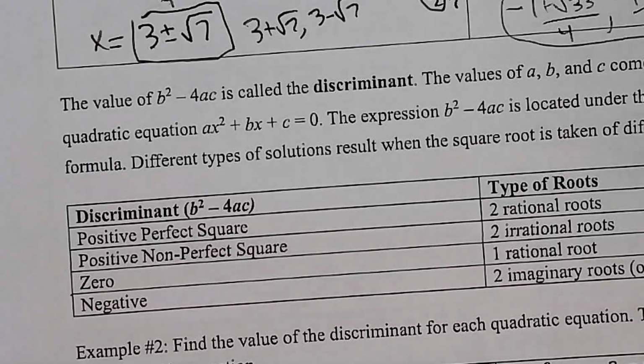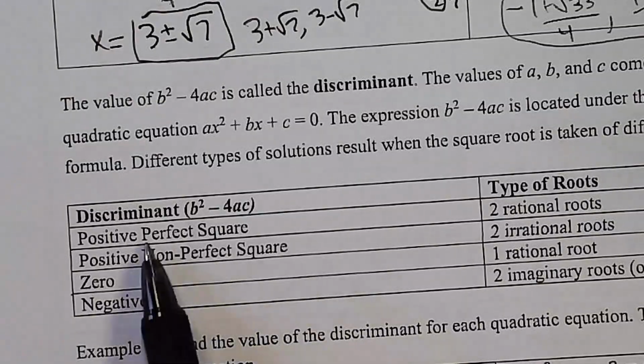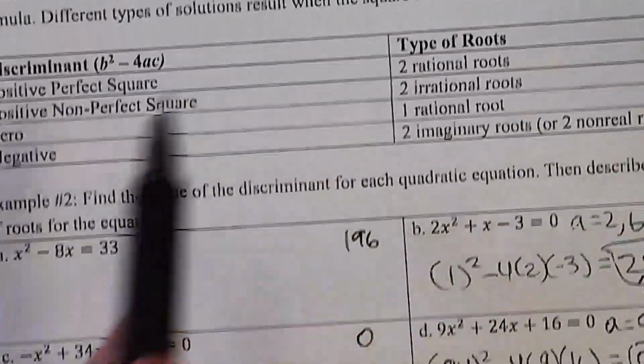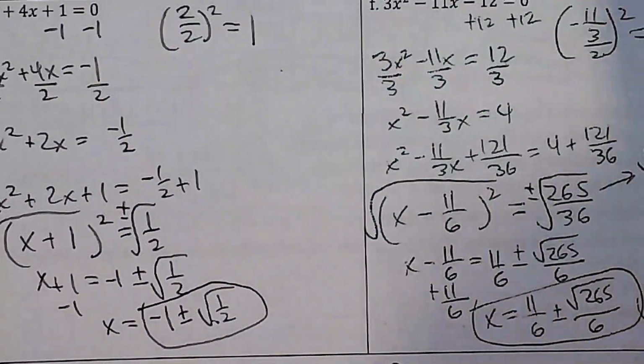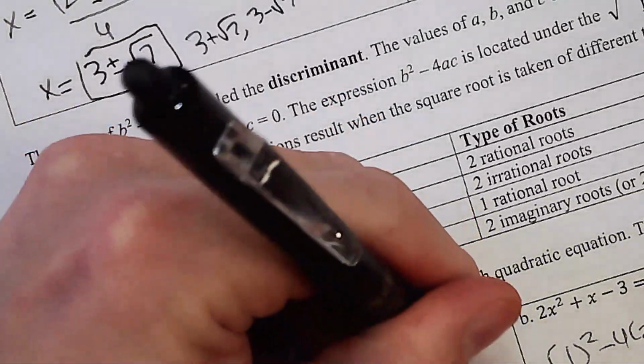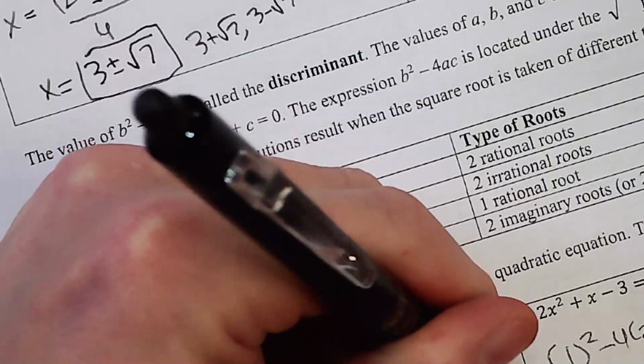It's a positive, and is it a perfect square? Can I take the square root of it and get something nice? I can, right? The square root gives you 14. So it's a positive perfect square. So what type of answers are you going to get when it's a positive perfect square? I get two rational roots. I get two nice answers.